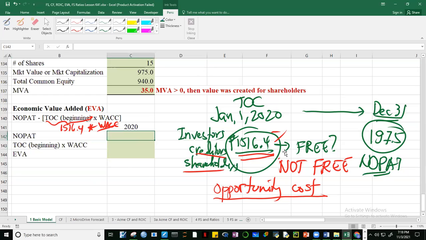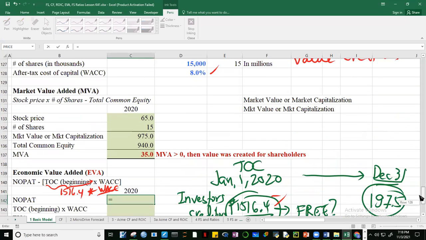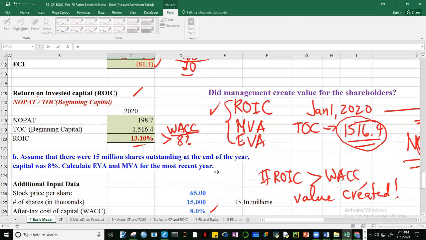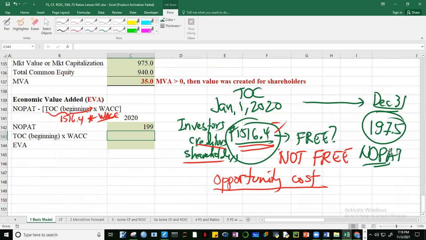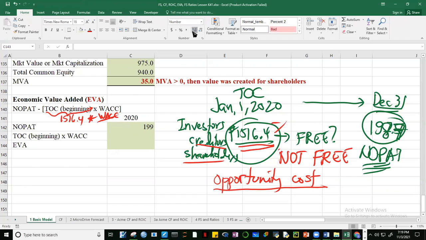So NOPAT, guys. Let's get NOPAT for 2020. NOPAT was net operating profit. I'll just copy it here. 198.7. I'm sorry, guys, I got the wrong figure here. So let's correct this. It was not 197.5, it was 198.7. So this was our NOPAT for 2020, 198.7. Then what are we going to do?